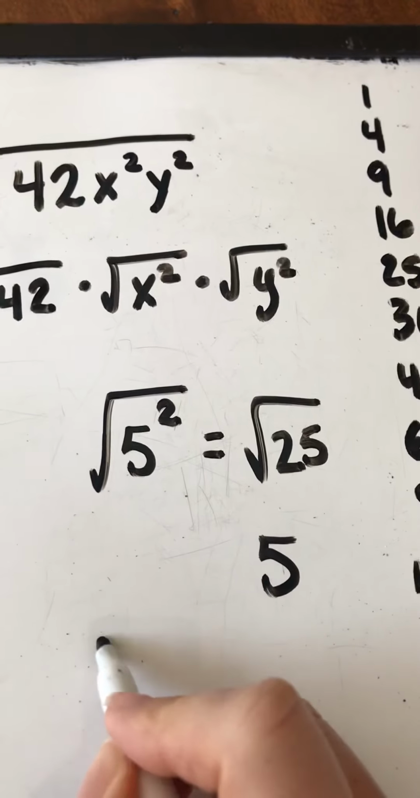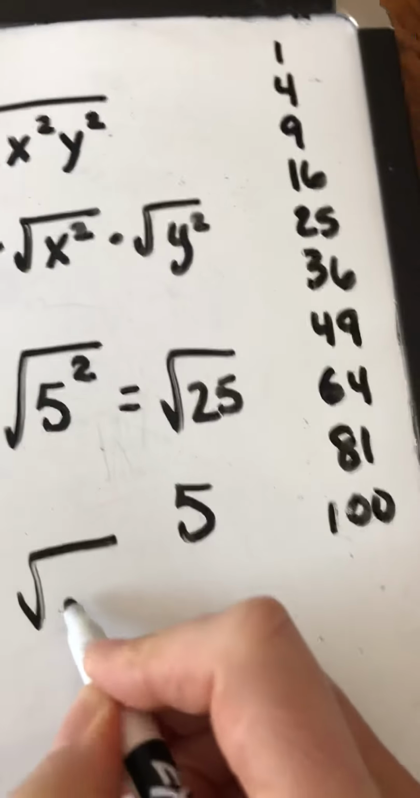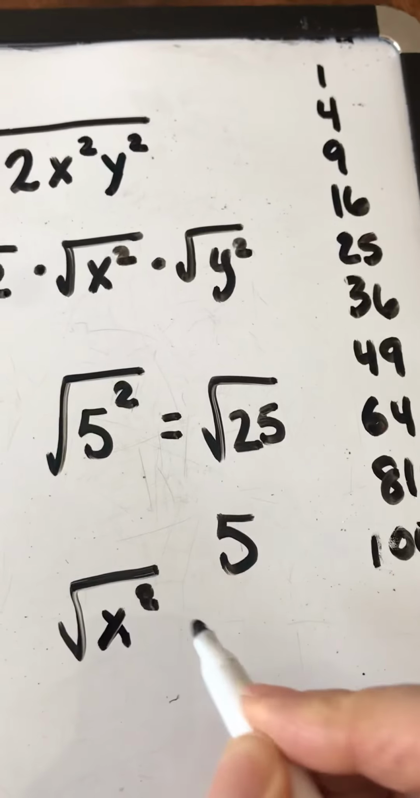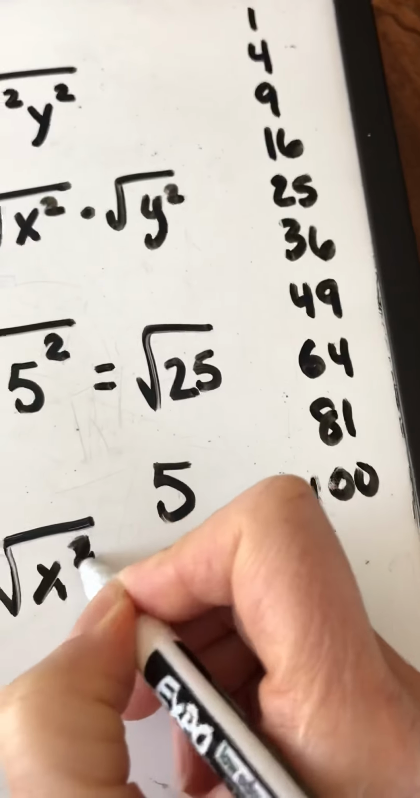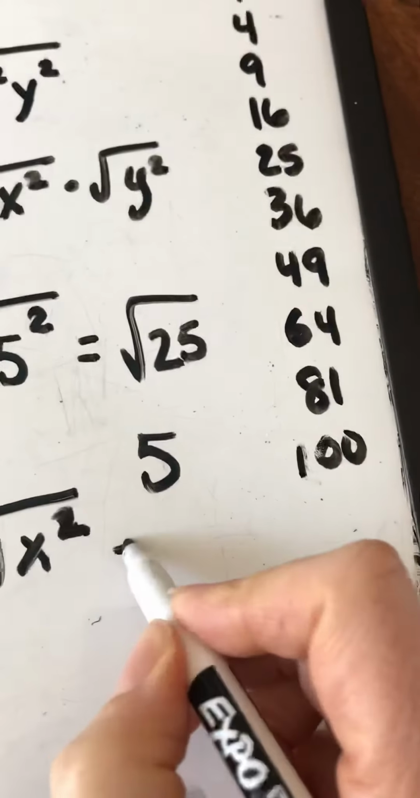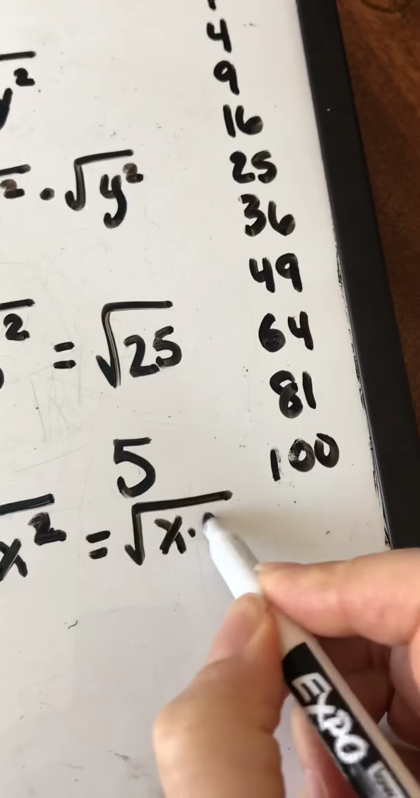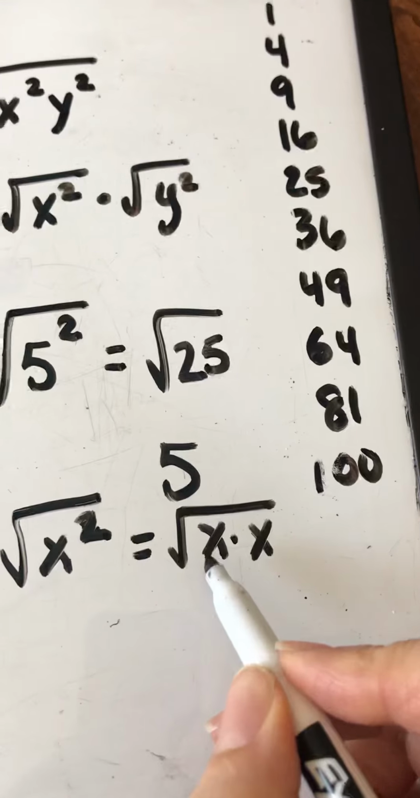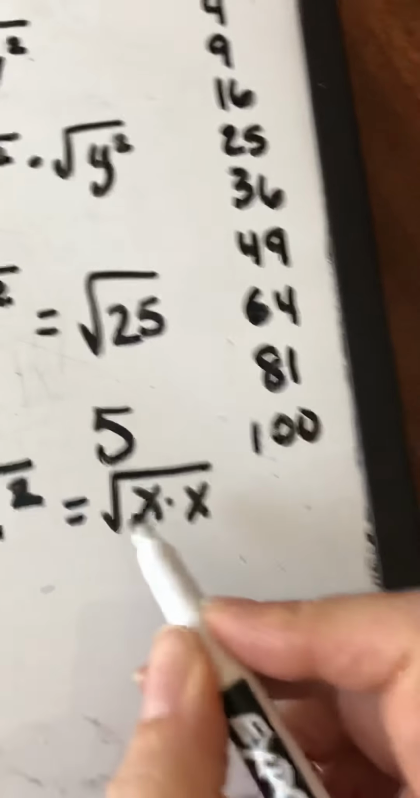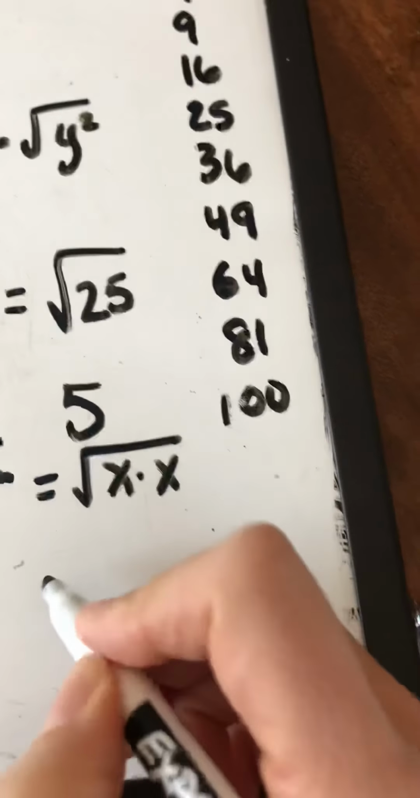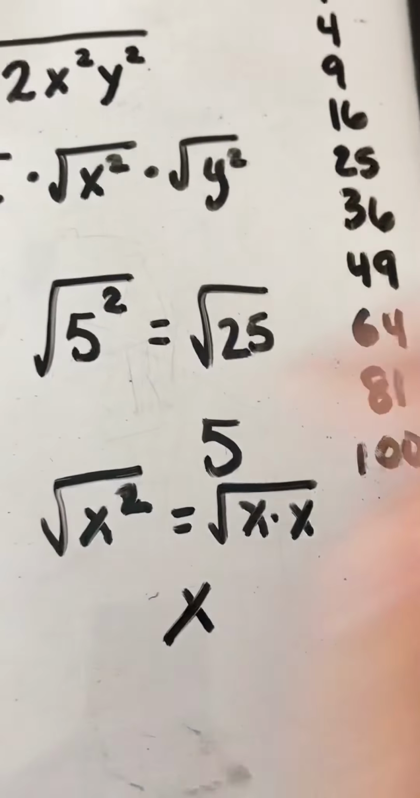So it would be the same for x squared. X squared can be written like x times x. It's a variable multiplied by itself. If we were to take the square root of that, it's just going to be x.